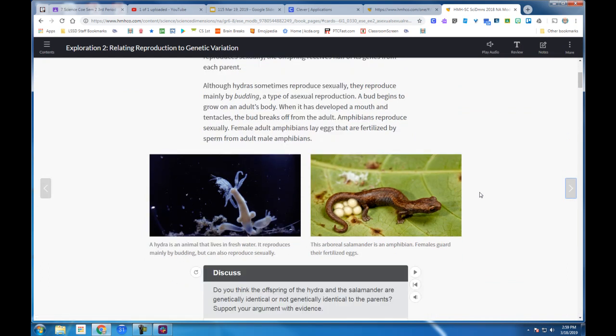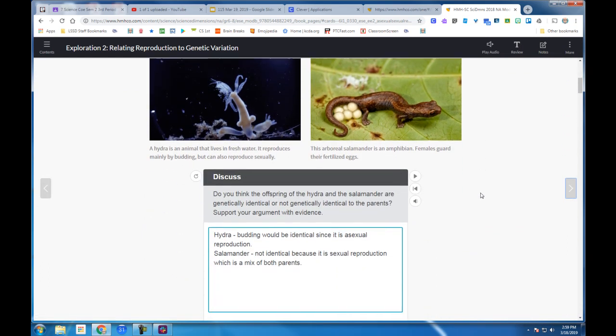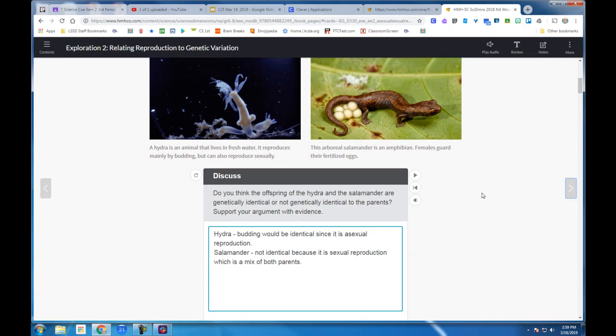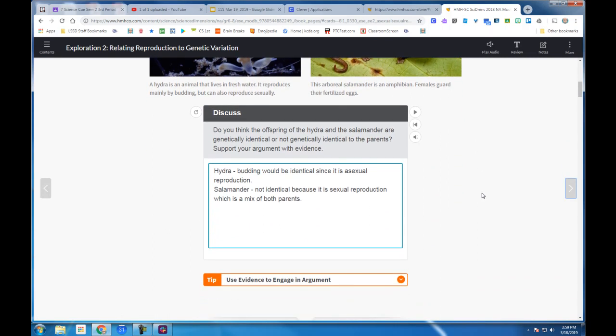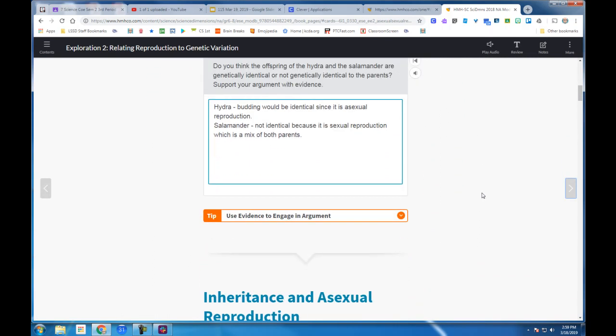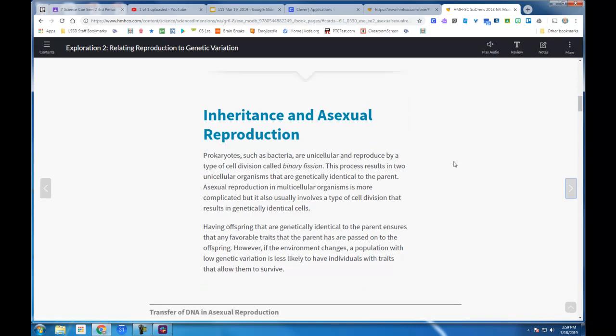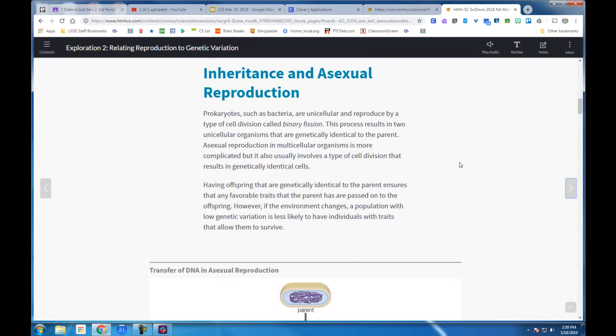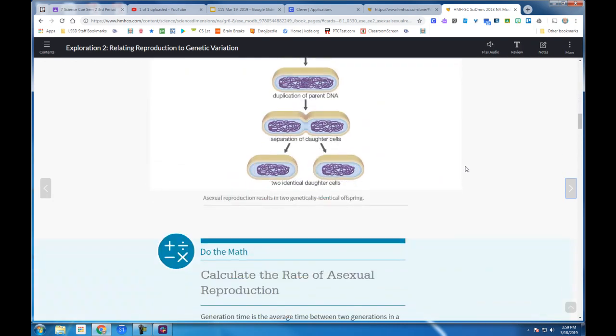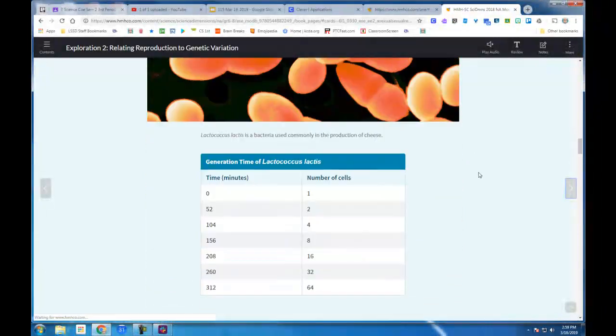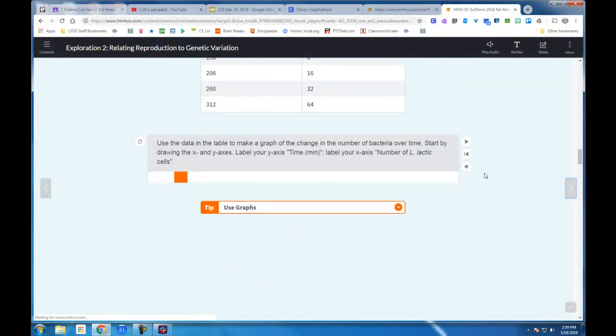we take a look at our hydra and salamander. The hydra budding would be identical since it's asexual reproduction, whereas the salamander is not identical because it's sexual reproduction, which is a mix of both the parents. Right, scrolling past the diagrams, with the bacteria, we have rapid growth.